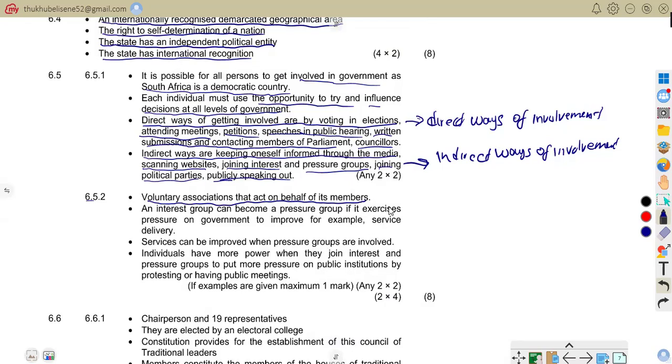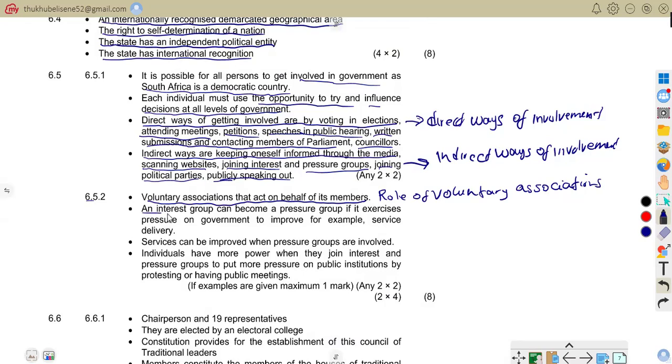Here we are talking about the role of voluntary associations or pressure groups. They are going to act on behalf of members. Groups represent citizens' interests. Example, a teachers' union fighting for better salaries. You see, that is what you're talking about.